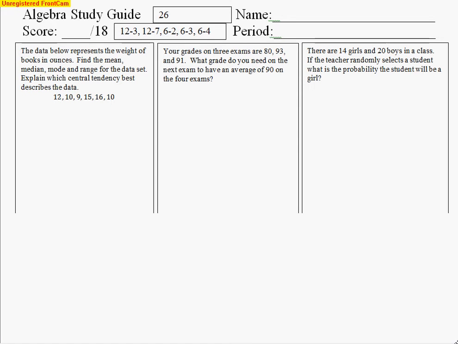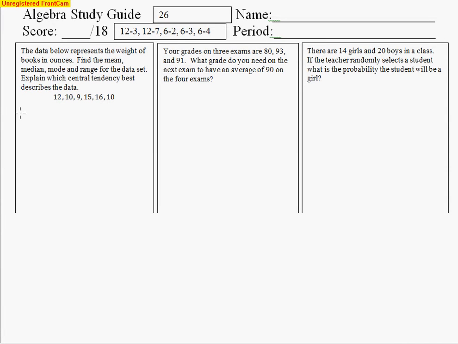These are solutions for the study guide for quiz number 26. So let's take a look at our first problem. Got a few different parts here. It says to find the mean, median, mode, and range for the data set, and we're going to explain which central tendency best describes the data.